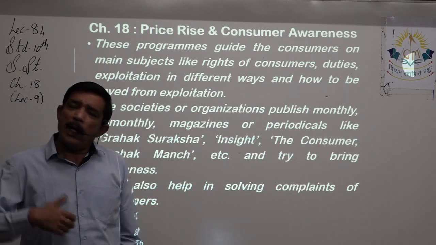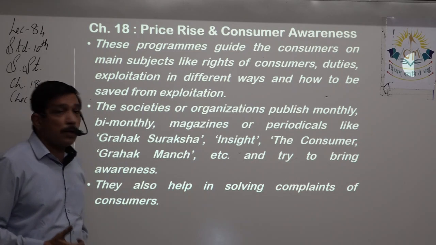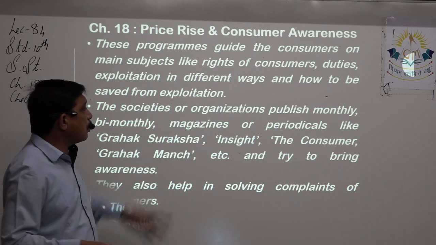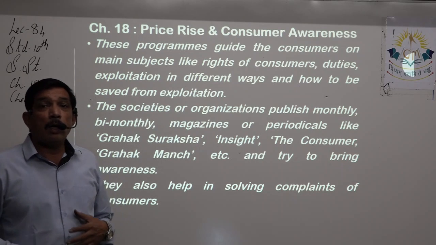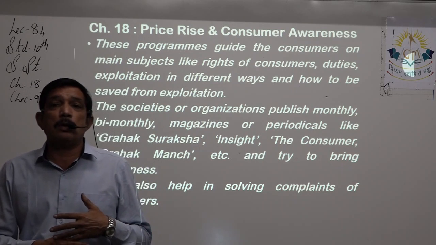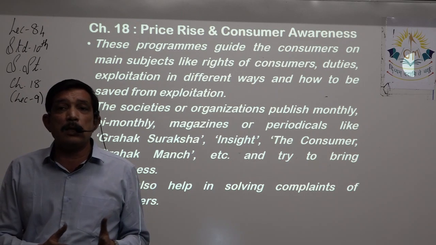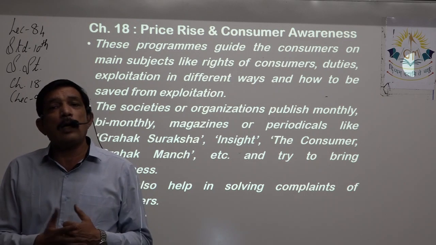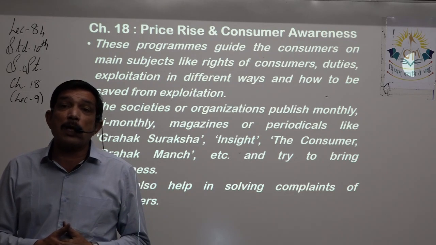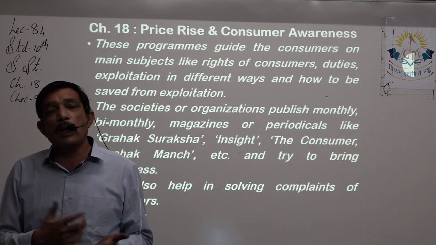So they become aware and they are not cheated, and learn how to be saved from exploitation. These societies or organizations, from time to time, take out newspapers, periodicals, and magazines, and distribute them in the public, so that by reading them people can also become aware.